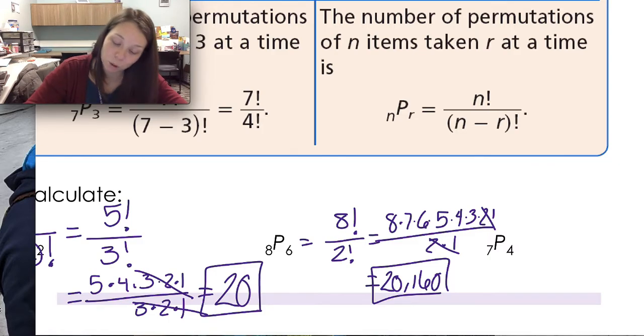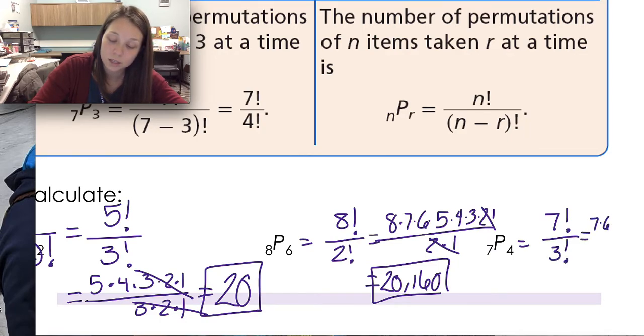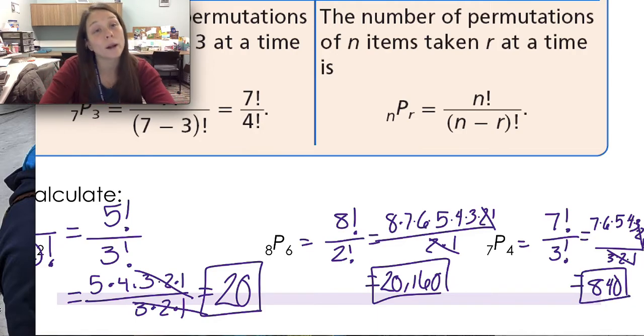Last one, 7 permutation 4, means I'm taking 7 factorial divided by 3 factorial. So 7 times 6 times 5 times 4 times 3 times 2 times 1 divided by 3 times 2 times 1, and I get 840. I am requiring you to show work on these problems. Minimum amount of work is at least setting up the formula, and then you can jump to your final answer.